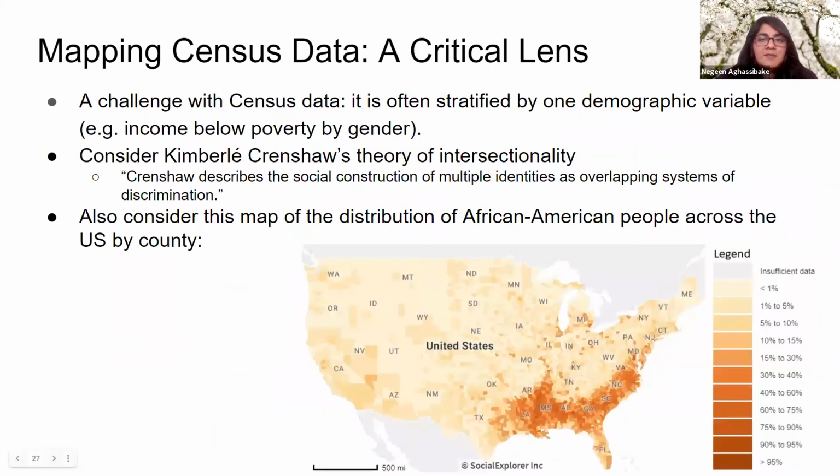As you might have noticed by doing this activity, there's a bit of a challenge with census data. It's usually stratified by one demographic variable, such as race or gender. But it's important to remember Kimberlé Crenshaw's theory of intersectionality, which is about the social construction of multiple identities as overlapping systems of discrimination. Consider this map of the distribution of African American people across the US by county, again its one-dimensional representation, but also note that there's a high concentration of African Americans in Mississippi, which is not well represented in the earlier maps, which we might want to consider.